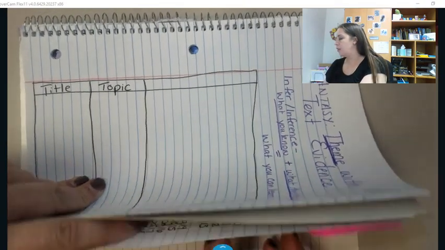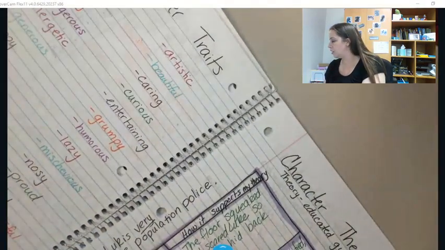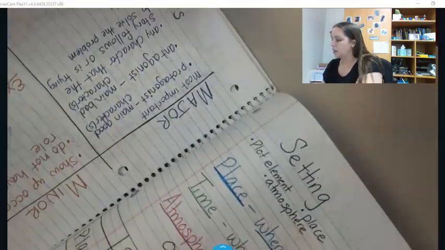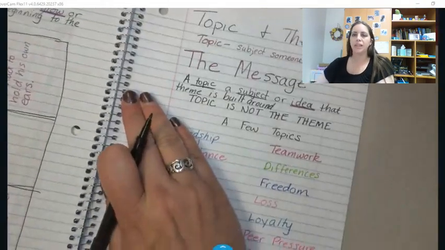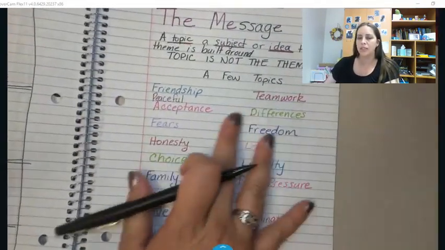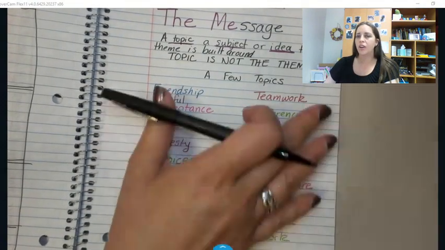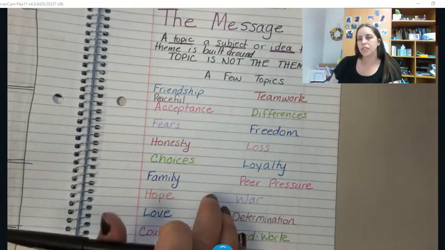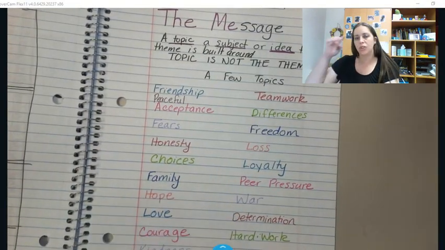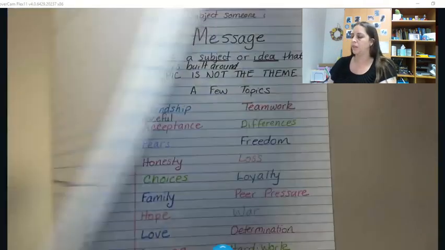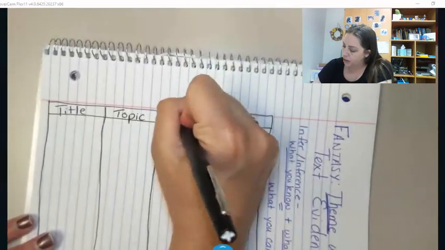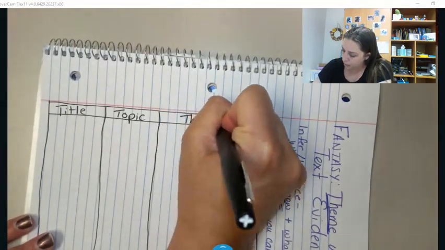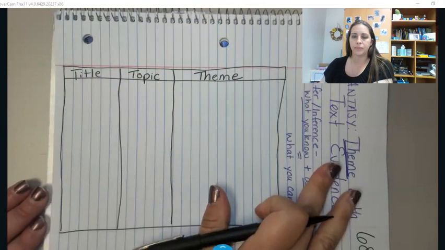I have mine bookmarked. Oh, those are character traits. Where's my other bookmark? Looks like that fell out. Oh, there we are. Here's my topic and theme. So I have all of these topics listed right here that I can go back and think about. Now remember, on STAR, you will not be able to go back and use these, so you need to try and remember some of them. But we're going to use our topic to find our theme.